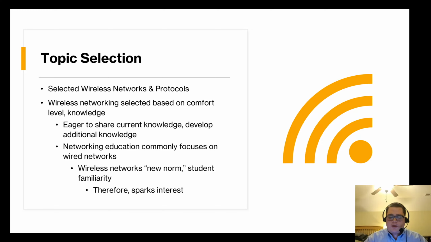because that's becoming the new norm. Additionally, students are familiar with wireless networks. They're on their mobile devices all day. So that familiarity creates an interest in the students.